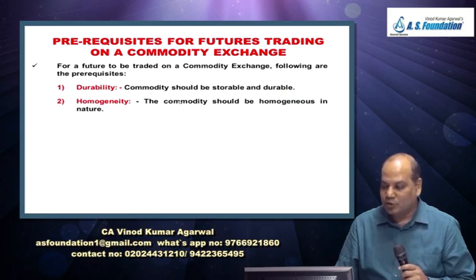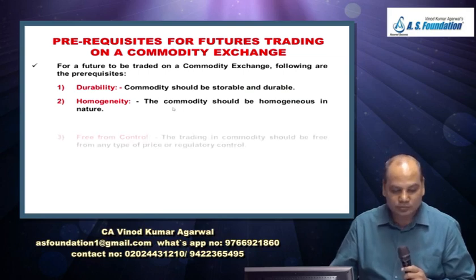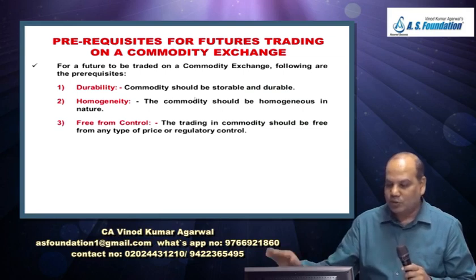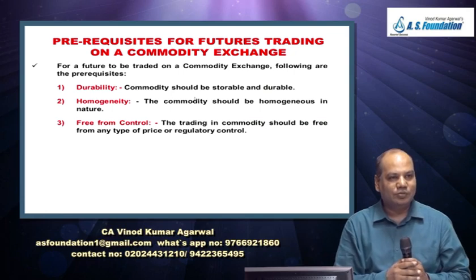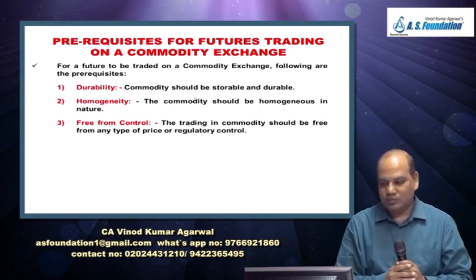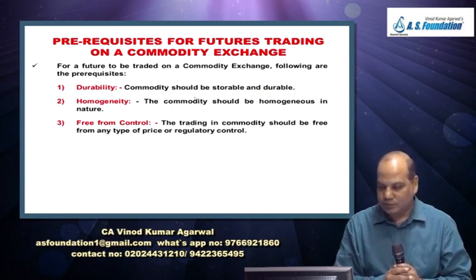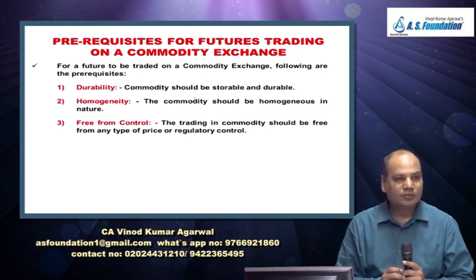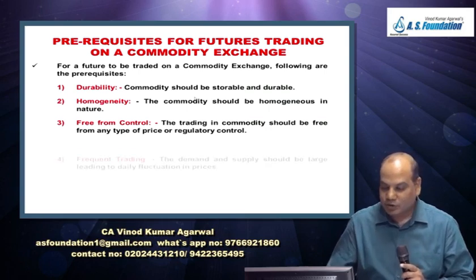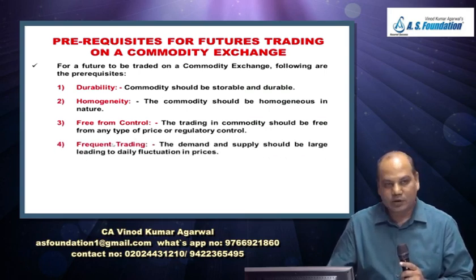Homogeneity. The commodity should be homogeneous in nature. If not homogeneous, there should be a specific grade so that buyer and seller know what we are exactly paying and receiving. Third point is free from control. There should not be government interference. Let the market decide the pricing. Then only the commodity market will flourish.